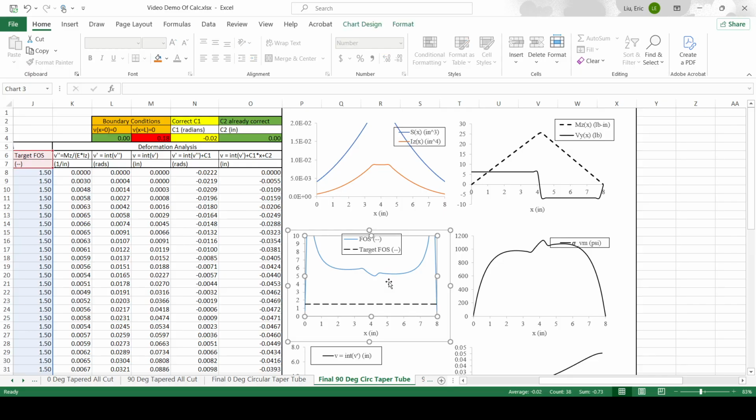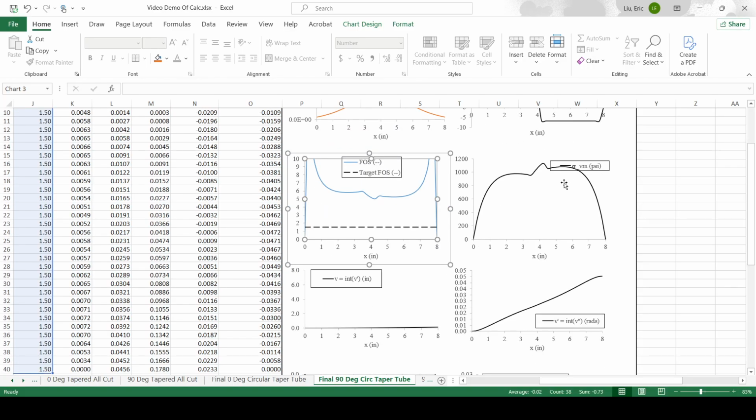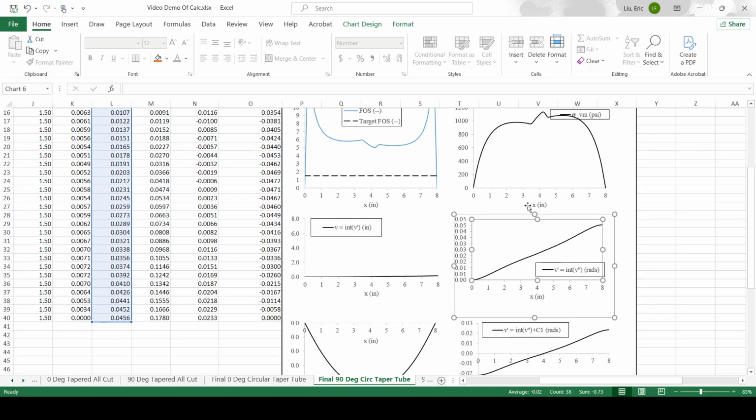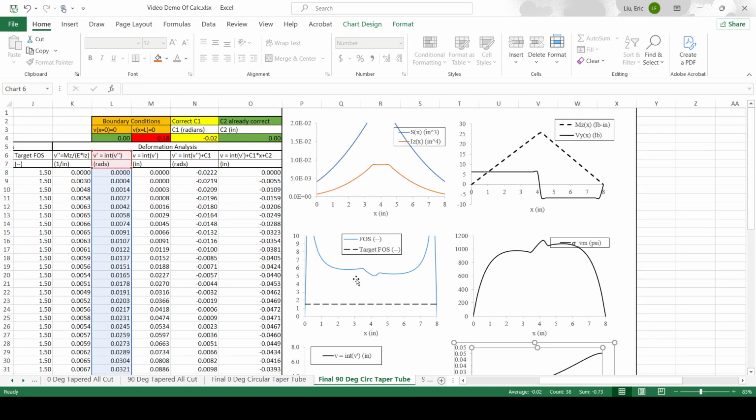For this lab, we mainly cared about the factor of safety graph, and these graphs are more for analysis, showing you how the beam is deforming with position, and then the rate at which it is deforming. So yeah, that is the explanation for the code for this project. And that should be it. Goodbye.